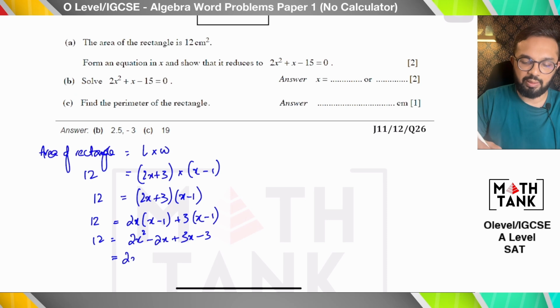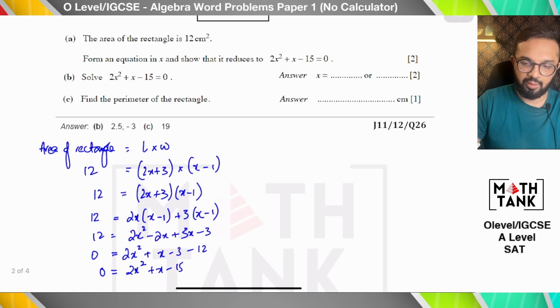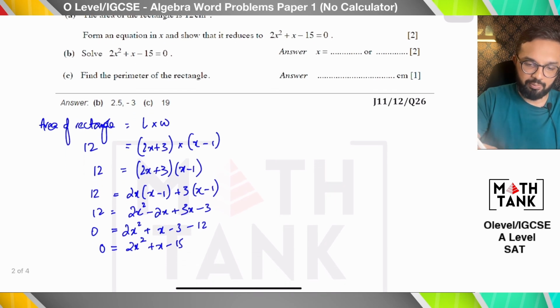Let's see if we get our desired answer. 2x squared plus x minus 3 minus 12. So that gives me 2x squared plus x minus 15. Now part B, that was part A. Part B says solve this equation.